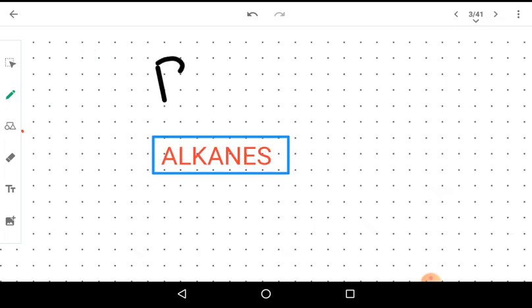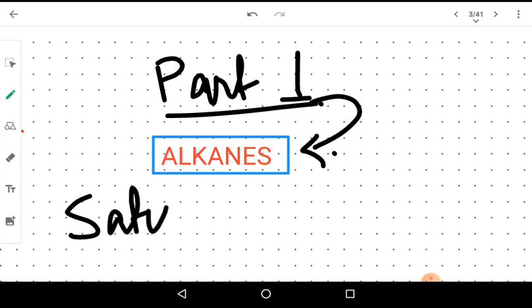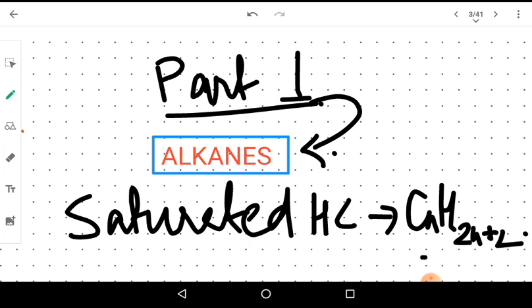Today we will be having part 1 of the organic revision lecture series, wherein we will be covering alkanes. Now what are alkanes? Alkanes are a class of saturated hydrocarbons which have the general formula CnH2n+2, where n is the number of carbons.